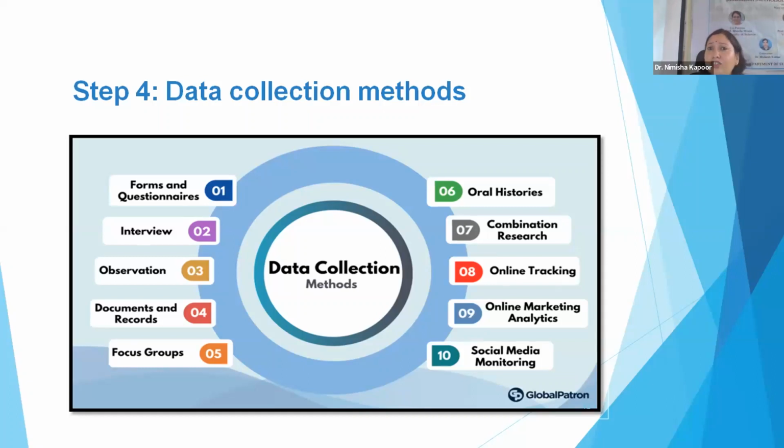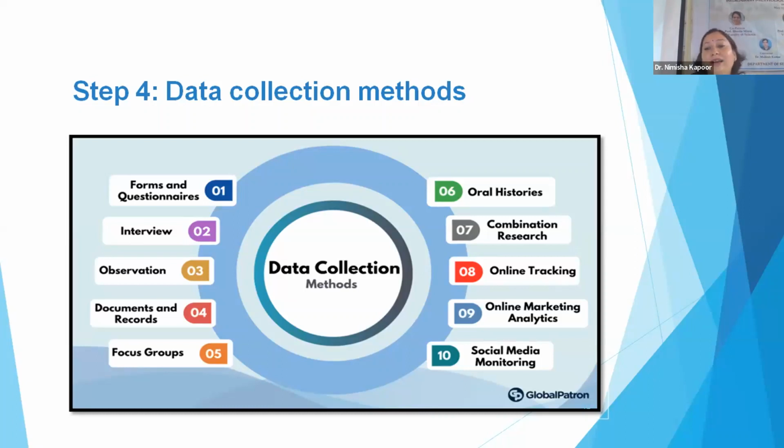Sixth is oral history, where people try to remember and then tell what happened. Combination research is when you are mixing more than one kind of data. Online tracking is when you are looking at data through some website or portal. The last two have emerged very recently. Majority of you are in your 20s, I'm assuming.